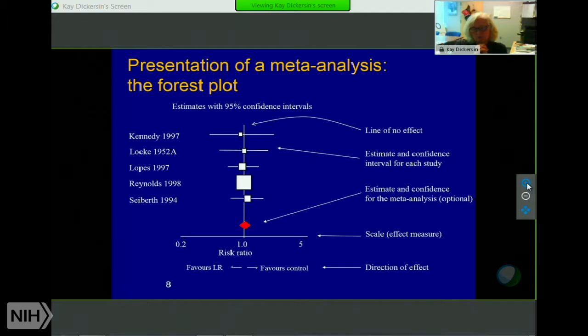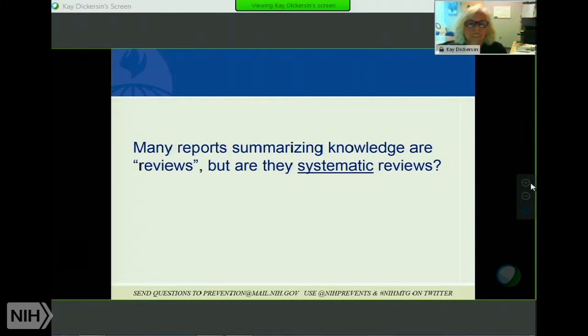The size of the squares varies, I'll just tell you, because it represents the sample size in each of the studies. So I'm not going to go into this very much, but it does tell you a little bit about the quantitative aspects of each of the individual studies. In this example, 5 individual studies.